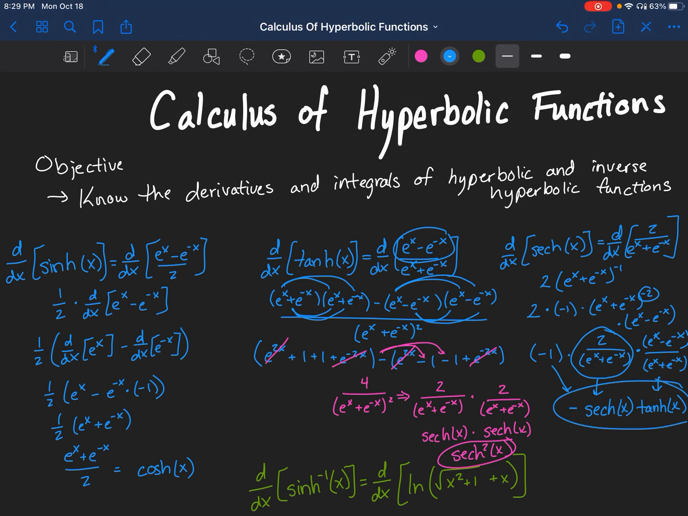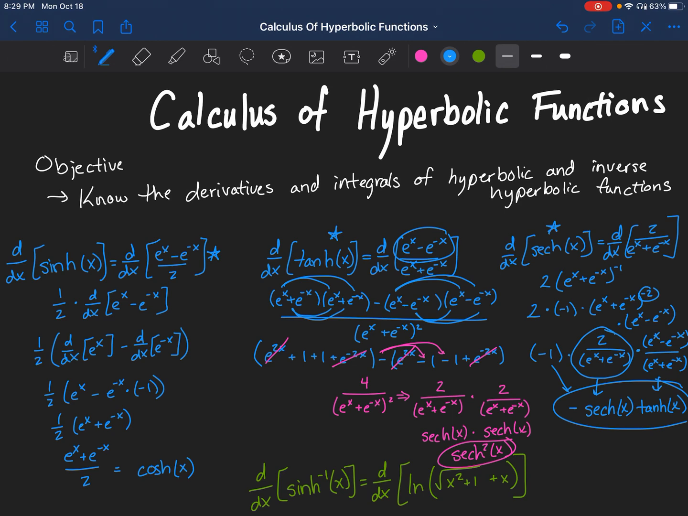Okay, so the question becomes, is there really a pattern to trying to figure this out? And the answer is absolutely yes. And so the thing to remember here, and I want you to pick up on this pattern, is notice sinh didn't have a sign change. Tanh didn't have a sign change, but sech did. Now the question is why?